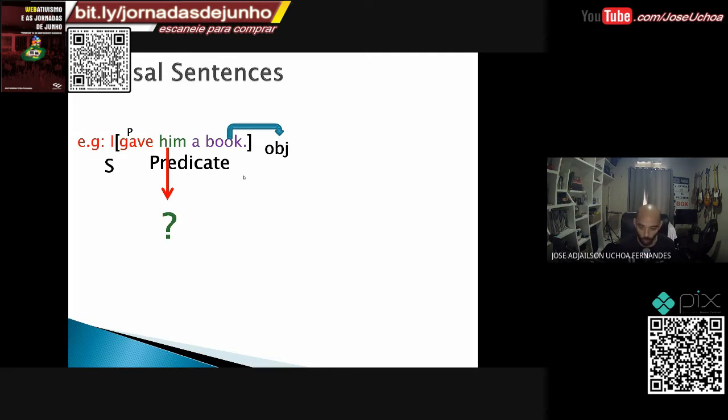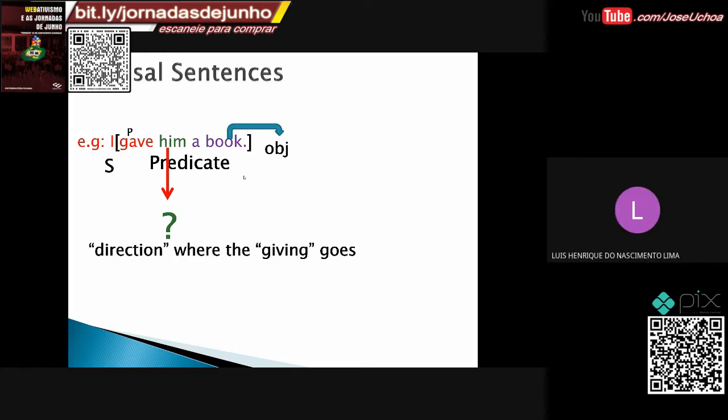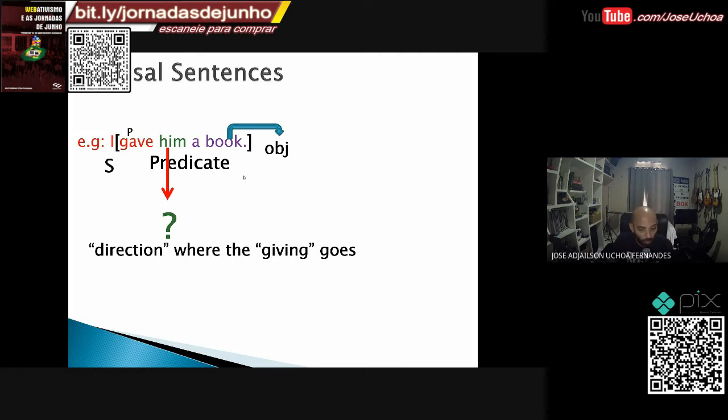Prepositions are called prepositions because they anticipate a position or, if you prefer, a direction. Him is the direction of my giving. Do you all agree? Yes. So, giving is a kind of verb that gives us a notion of movement. And if there is a movement, there is a direction. And him is the direction where the giving goes.